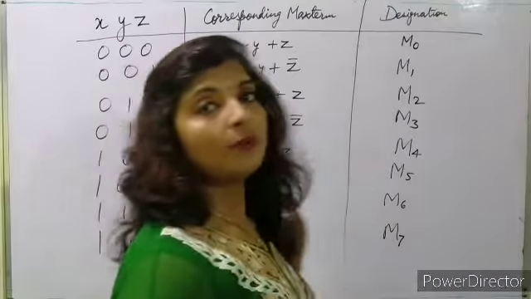So we'll see. And one thing is same, the relation between number of variables and number of terms is the same in min term and max term. It means n variables, 2 to the power n terms. If we have one variable, there will be 2 to the power 1, that is 2 terms. If we have 2 variables, it means 2 to the power 2, that is 4 terms. If we have 3 variables, there will be 2 to the power 3, that is 8 terms. Okay, now we'll see the same for max term.